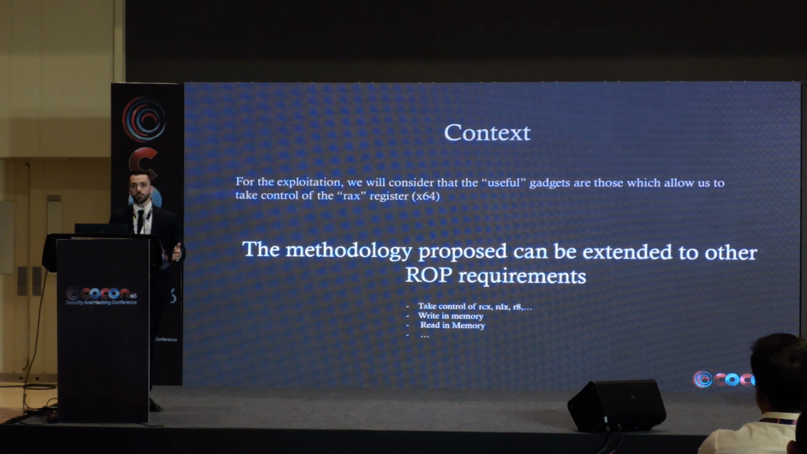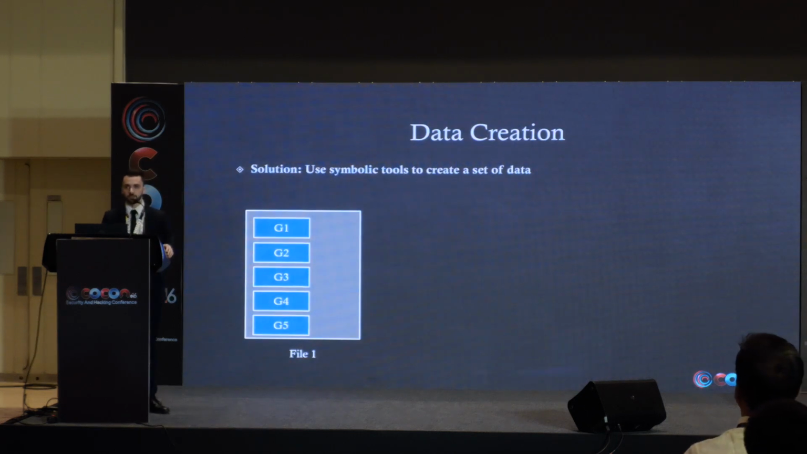So, okay, we want to create a machine learning model. But to create a machine learning model, we need data. And it's not something that seems to be easy, because no one has created a big data set of gadgets, useful or not. So we need to create that ourselves. For that, we use a method based on symbolic analysis.